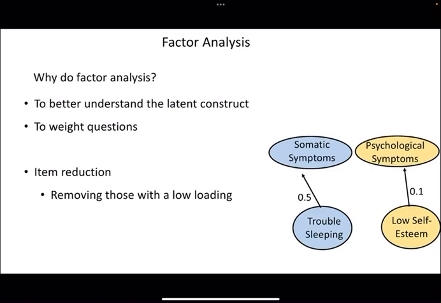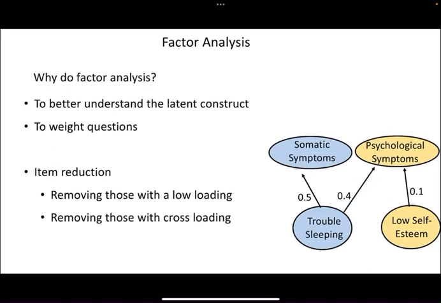your scale or questionnaire might have 30 questions and you want to get it down to 20. It can be helpful where some things might have really low loadings here where, again, I made up these numbers, but low self-esteem here has a loading of 0.1. It's not predicting psychological symptoms and hence depression very well, so we might eliminate it because it's going to be weighted very low anyway.